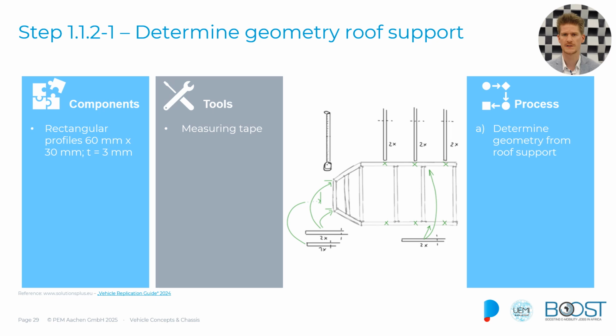So the first step would be to determine the geometry of the roof support. As we can see, we would again use rectangular profiles just for standardization and for making things a little easier, and what we basically need is just measuring tape and maybe a scriber. We have our plan, and then we know how long these things need to be, and they will be later on mounted vertically on our base frame.